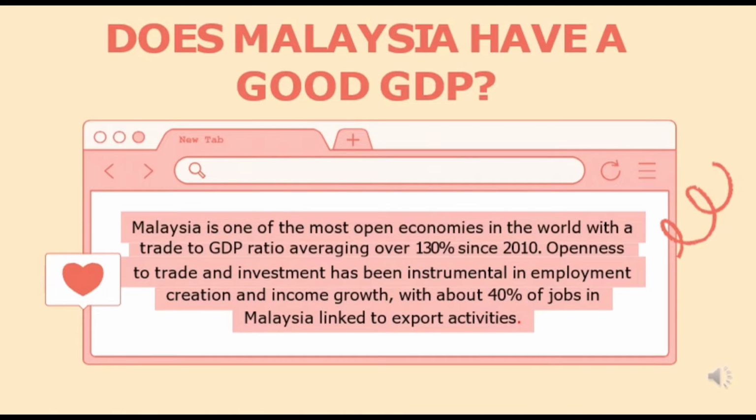So, does Malaysia have a good GDP? Malaysia is one of the most open economies in the world with a trade to GDP ratio averaging over 130% since 2010. Openness to trade and investment has been instrumental in employment creation and income growth, with about 40% of jobs in Malaysia linked to export activities.